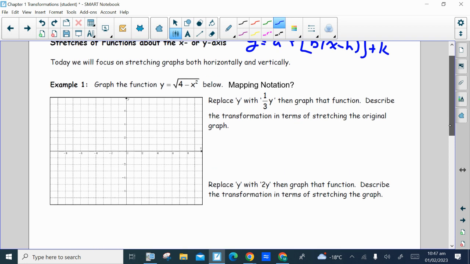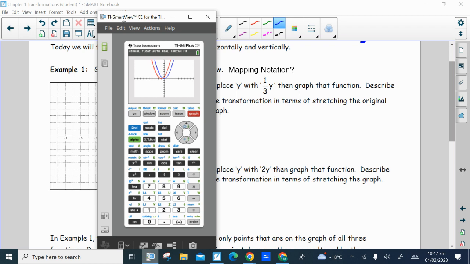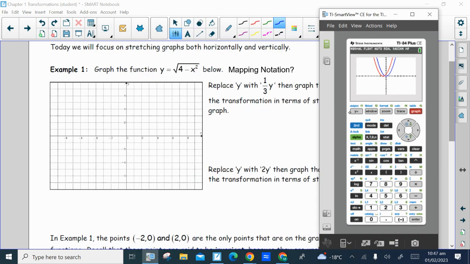So now let's look at stretching. Example 1 says sketch the graph of the root of 4 minus x squared below. So we can look and see in our calculator what that looks like. So we've got the root of 4 minus x squared.